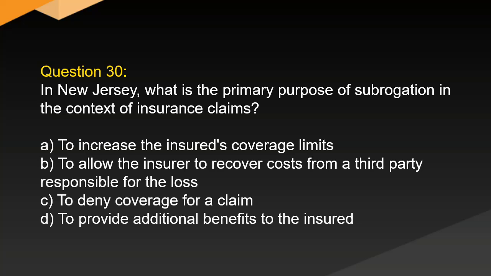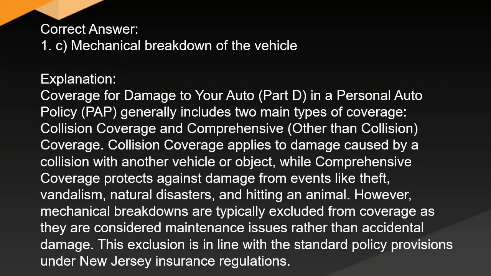Question 30. In New Jersey, what is the primary purpose of subrogation in the context of insurance claims? A. To increase the insured's coverage limits. B. To allow the insurer to recover costs from a third party responsible for the loss. C. To deny coverage for a claim. D. To provide additional benefits to the insured.